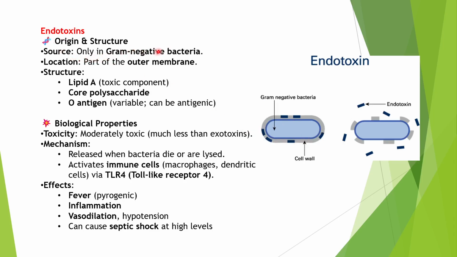The source is only in gram-negative bacteria, and the location, that is where it is present, is on the outer membrane of the bacteria, that is the cell wall, and the composition of it is usually lipid, polysaccharide, and O antigen. So lipid A is a toxic component, core polysaccharide is present, and O antigen, which is variable, can be antigenic in nature and is involved in evoking the immune response.